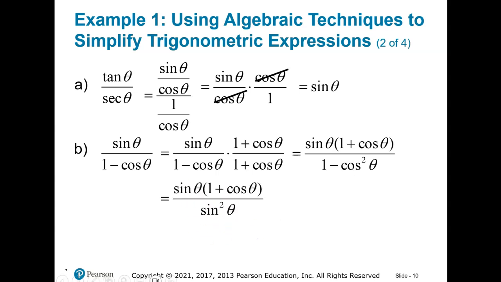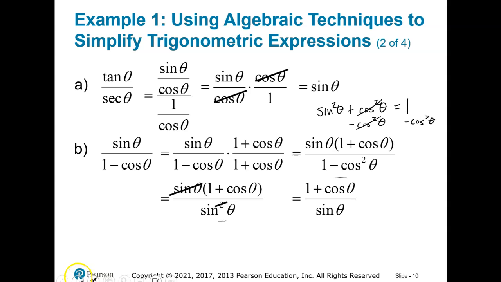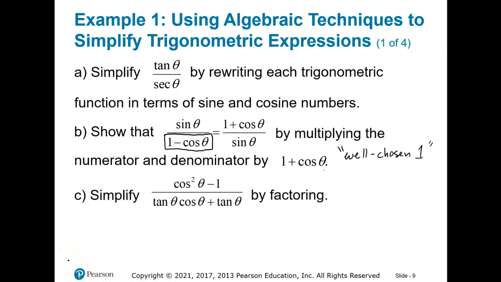All right, 1 minus cosine squared, that is sine squared. That just comes from the Pythagorean identity. It says sine squared plus cosine squared is equal to 1. So if I subtract cosine squared from that, I would get sine squared equals 1 minus cosine squared. So that's what we're doing right there. And then one sine in the top will reduce with one of the two sines in the bottom, and that leaves us with our expression that we're after, the 1 plus cosine over sine. All right, see, it's simplify.